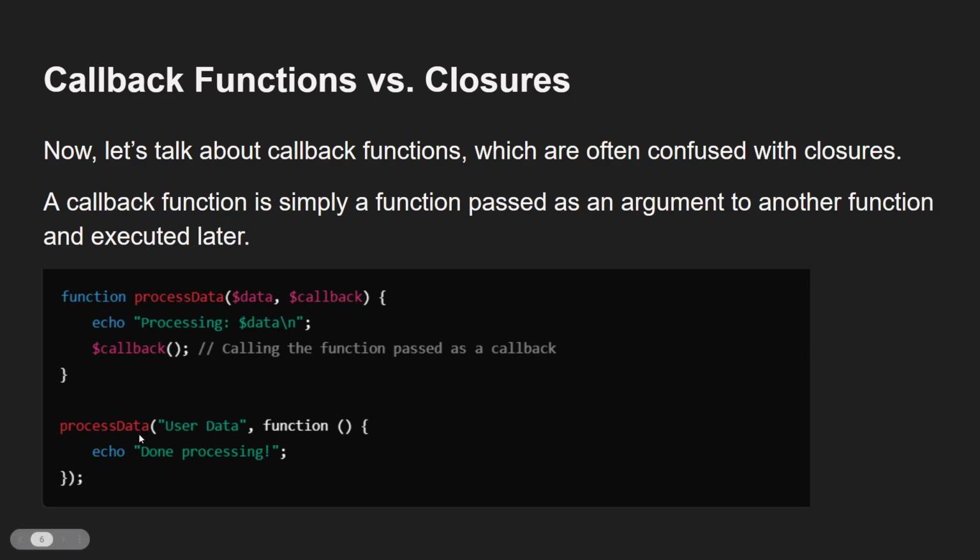So we got process data, we pass the user data as a string, so it's going to say processing user data, then we call back a function. We pass an anonymous function at this point because it's not named, and it's not an arrow function, it's just an anonymous function, a function without a name. Below it we will echo down done processing because we got a break line here. So that's what a callback function is.